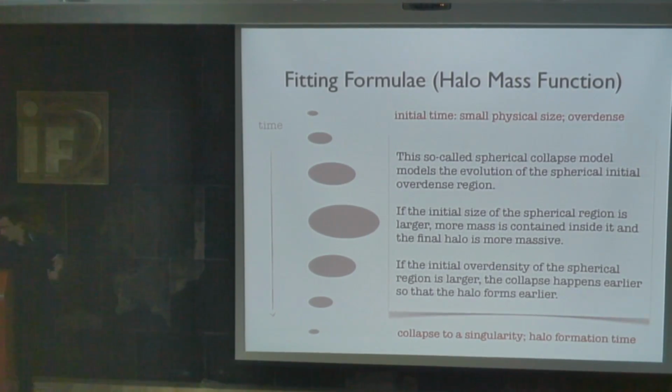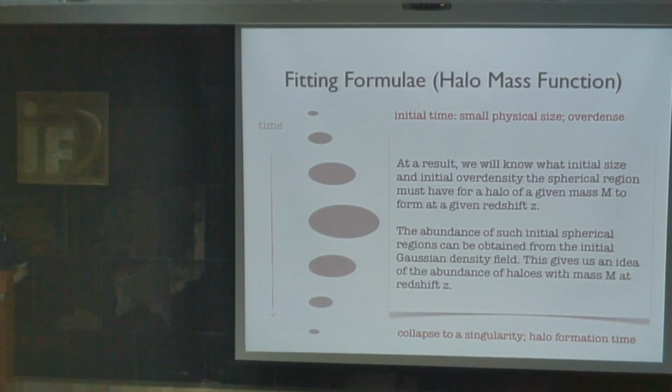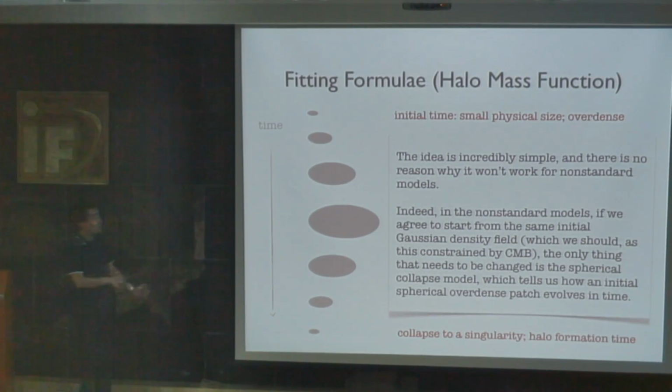So given this picture, you can imagine that you will know the initial mass, the initial size and initial overdensity of this patch that is needed so that this patch forms a halo of mass m at a given redshift z. And then you can calculate the abundance of initial overdensity patches that satisfy those requirements. And then you can use that as a proxy to predict the abundance of halos of mass m at redshift z. So this is how you make this connection. The idea is very simple. So if it works in standard gravity, there's no reason why it shouldn't work in non-standard models.